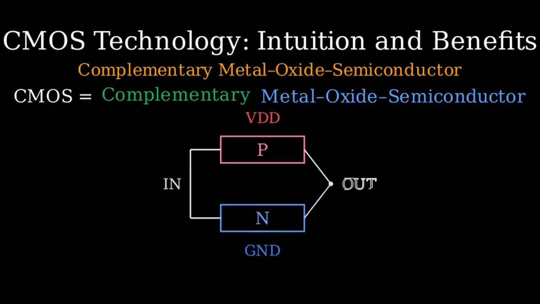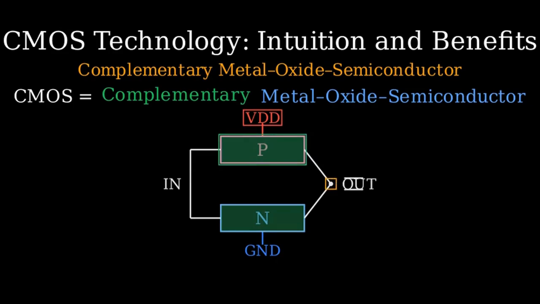When the input is low, the P device is on and the N device is off, so the output is pulled up to VDD. When the input is high, the P device is off and the N device is on, so the output is pulled down to ground.